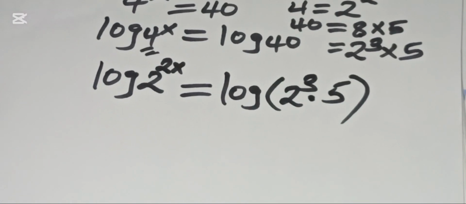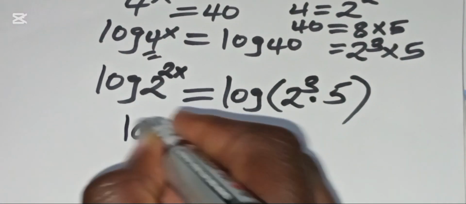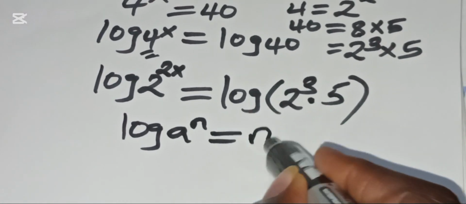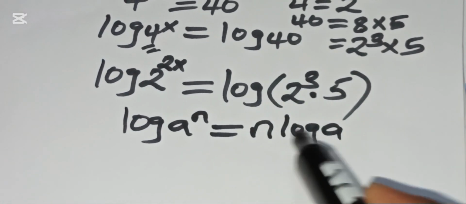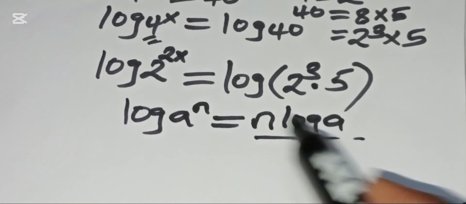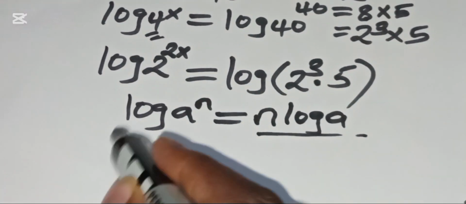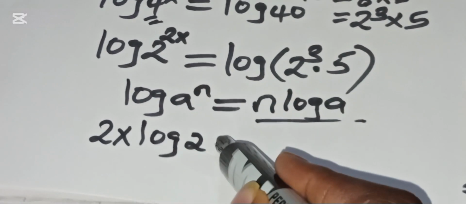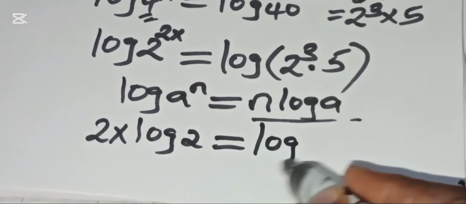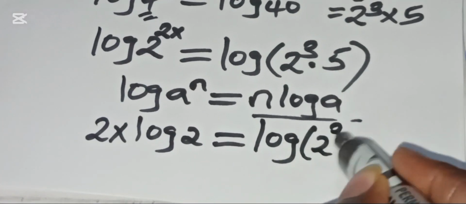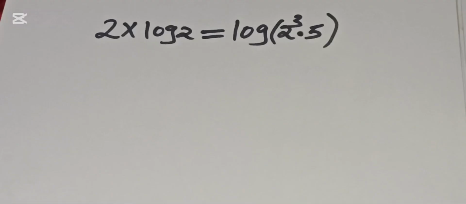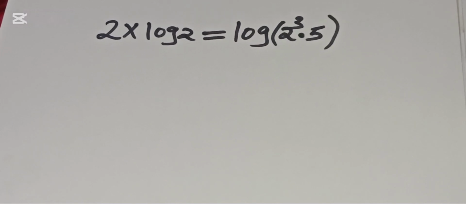Now applying the logarithm power rule property that states that if you have log a raised to power n, this can be expressed as n log a. So let's apply this property. Now from what we have here, we are going to have 2x log 2. This is equal to log 2 raised to power 3 multiplying by 5. So we have 2x log 2 is equal to log 2 raised to power 3 multiplying by 5.